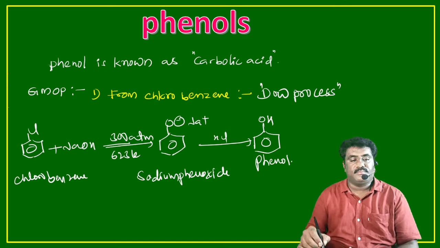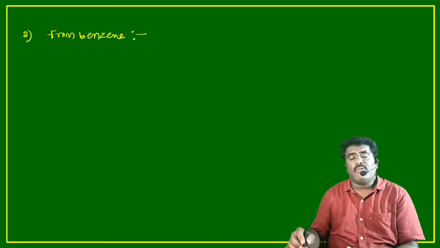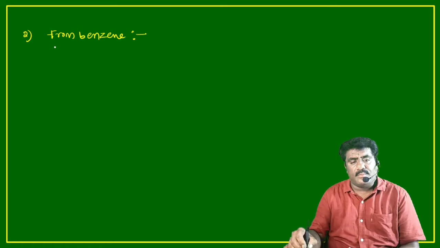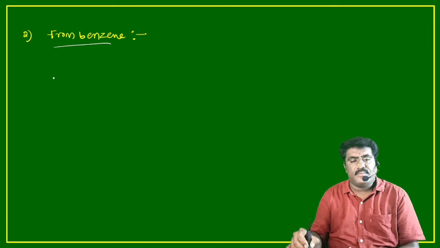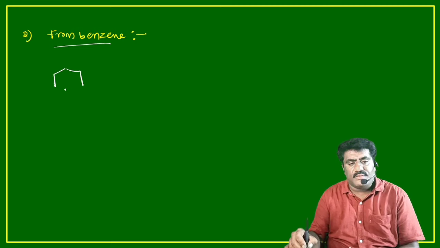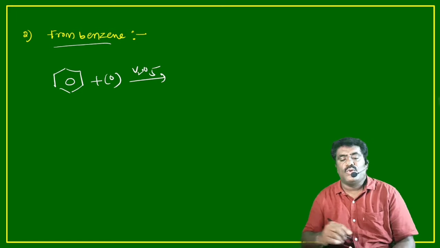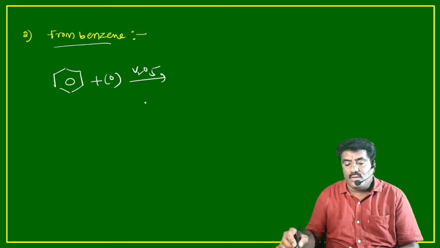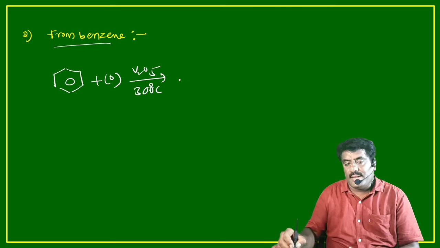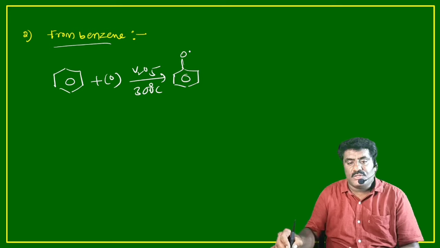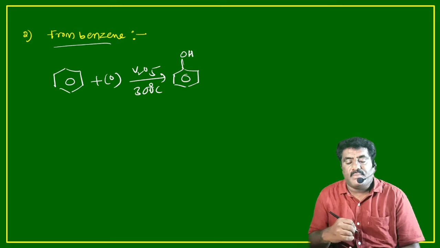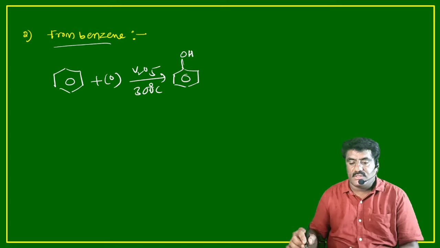Let's move on. Second method, from benzene. Benzene oxidation in presence of vanadium pentoxide, V2O5, at 300 degrees Celsius gives phenol.